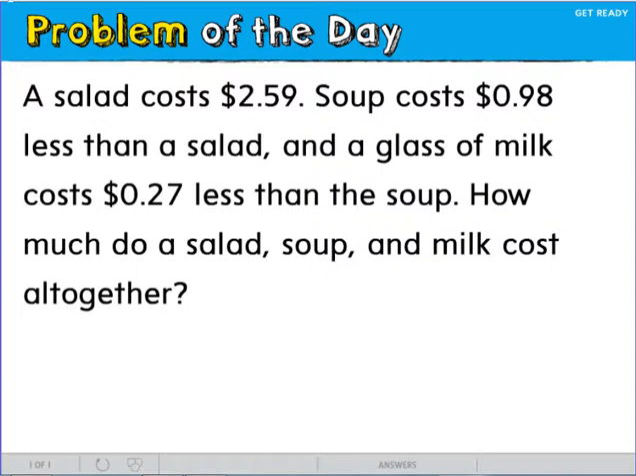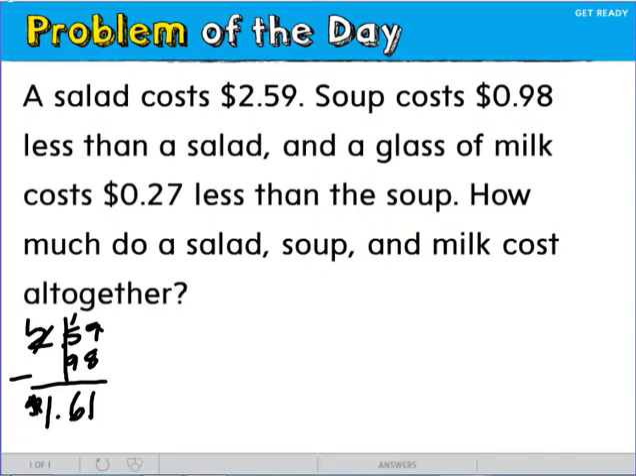Okay, so here we go. We said the first thing we need to figure out is how much the soup and the glass of milk are, right? So the soup costs 98 cents less than the salad. So we have the salad at $2.59, and the soup is 98 cents less than that. Make sure that our decimals are lined up. So 9 minus 8 is 1. We have to regroup. 15 minus 9 is 6. So $1.61, and this is the soup.